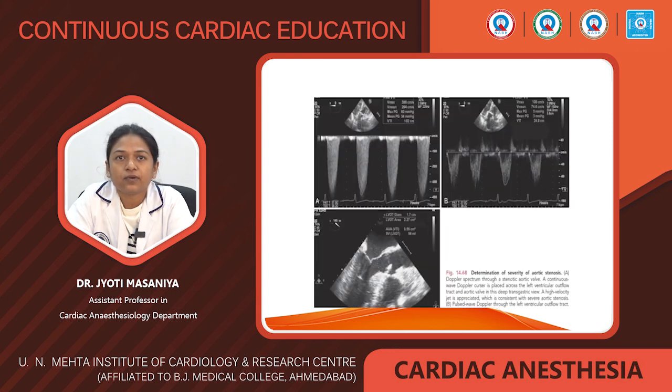Here you can see in this figure, figure A is showing the continuous wave Doppler across the aortic valve and shows the high velocity. Figure B is showing the pulse wave Doppler in the LVOT, and figure C is showing the LVOT diameter, that is 0.5 to 1 centimeter below the aortic valve. So by this we can measure the aortic valve velocity, LVOT velocity and the LVOT diameter, and thus we can calculate the aortic valve area.